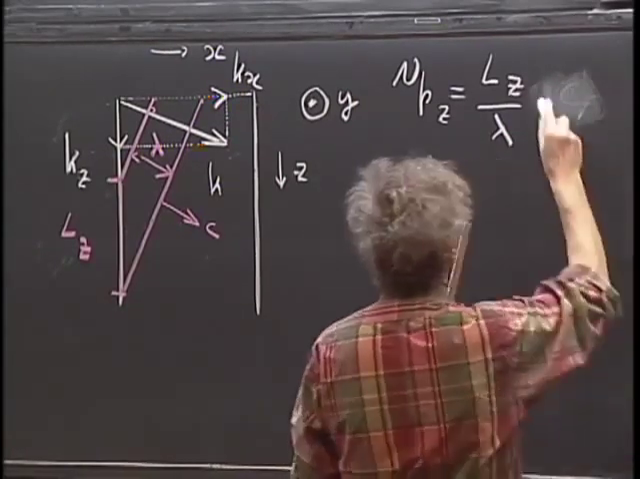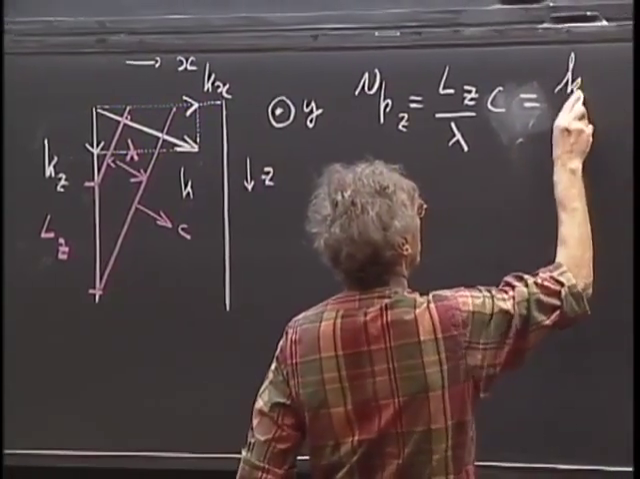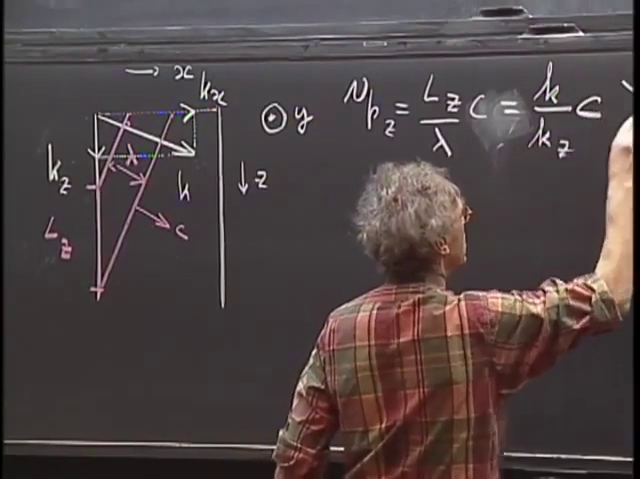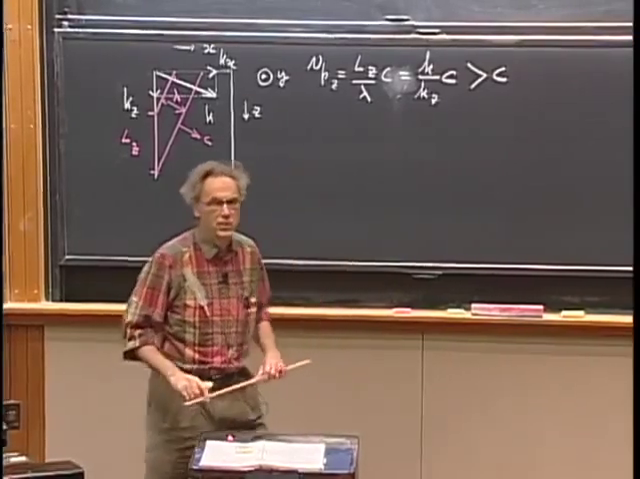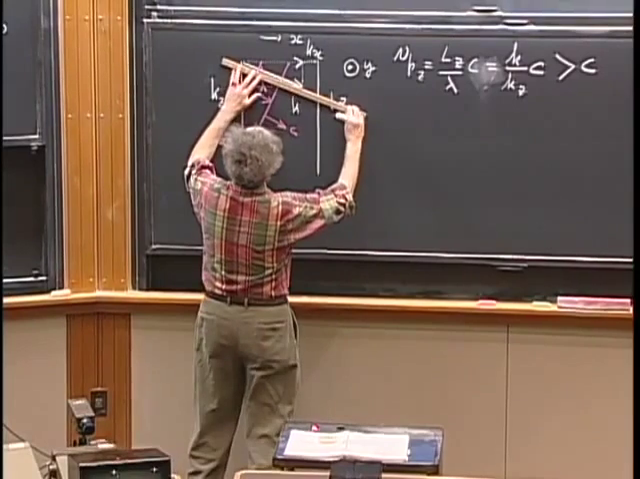So it's larger than c. And this, by the way, and that follows from the geometry, is also k divided by k of z times c, and that is larger than c. The phase velocity is larger than c, and I have discussed that with you at length before. Now look at what this wave is doing.